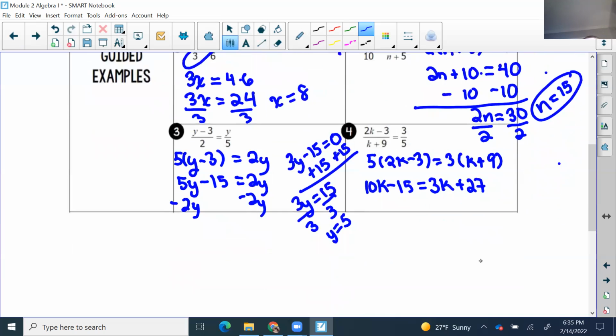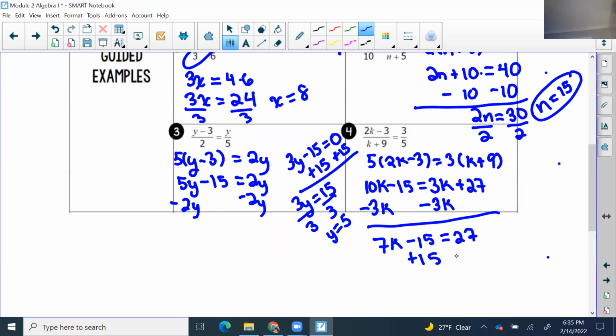Then I go ahead and subtract 3k. I always try to bring the variable to one side first. I always bring the variable over as quickly as possible to one side of the equation after I've done all of my distributing, so be really careful of that. So I've got 7k minus 15 is equal to 27. I'm going to add 15 to both sides of my equation.